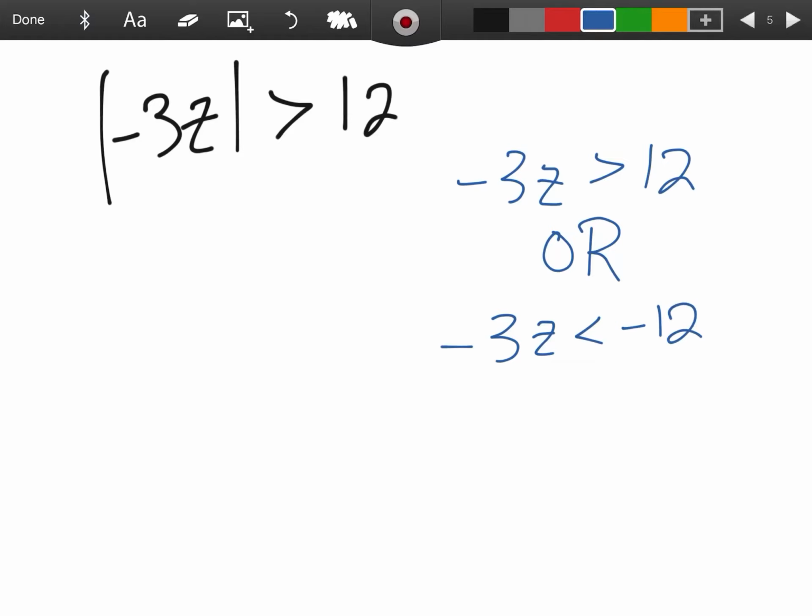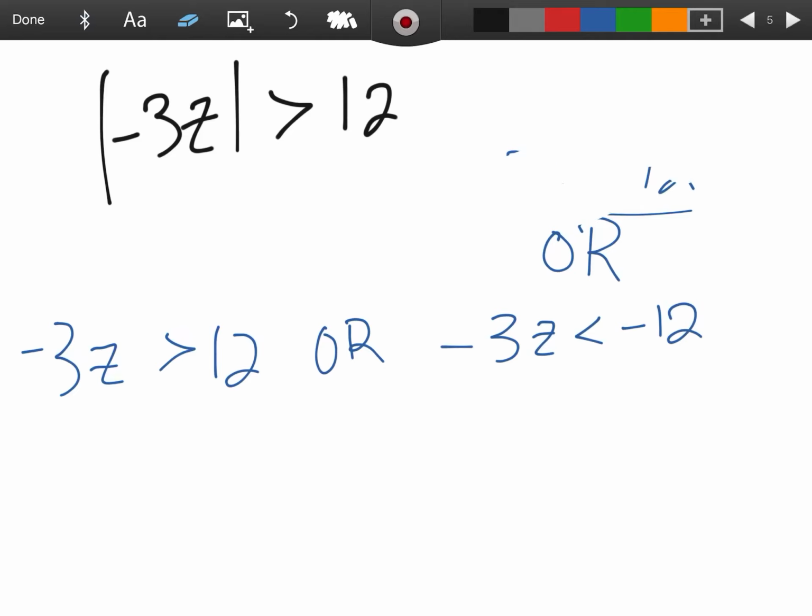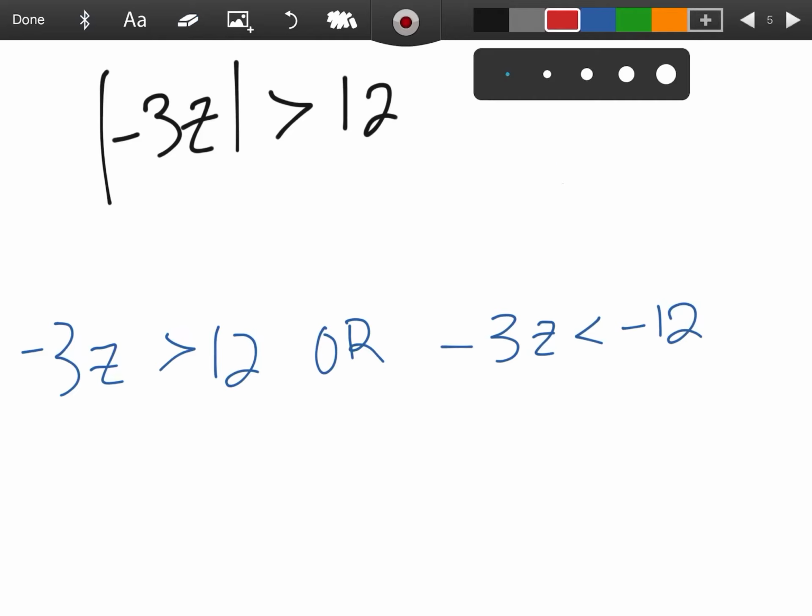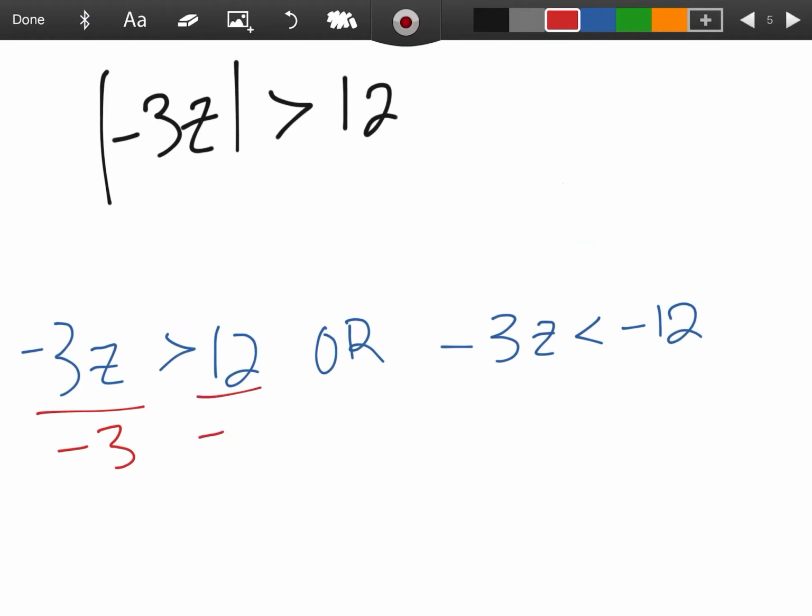All right, so now I need to solve both of these. I'm actually going to take this top one and write it down over here. Negative 3z is greater than 12. Or negative 3z is less than negative 12. Let's erase this here and let's solve both of these. So negative 3z is greater than 12. I'm going to divide both sides by a negative 3. Remember, whenever I divide or multiply each side by a negative, I need to flip that inequality. So now I have z is less than negative 4.